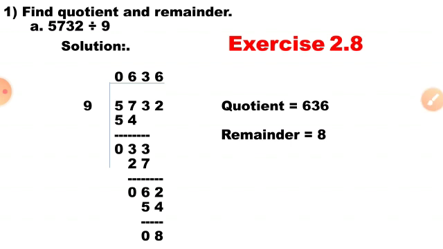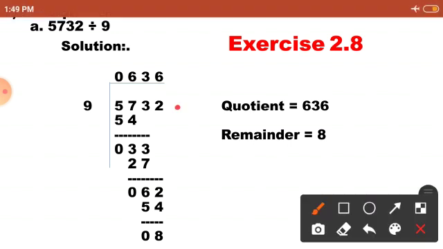Let's move to exercise 2.8. First sum is find quotient and remainder. First sum, 5,732 divided by 9. First what will you do? You have to write the dividend. Next you have to write the divisor. Just to divide this, take the first number. You can't divide it. That's why putting the 0 in the quotient's place. If you omit that, that's also okay, because it is the beginning point. Next you have to take the next one, that is what? 7.